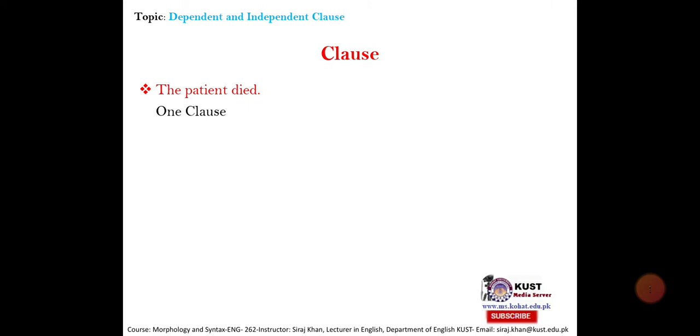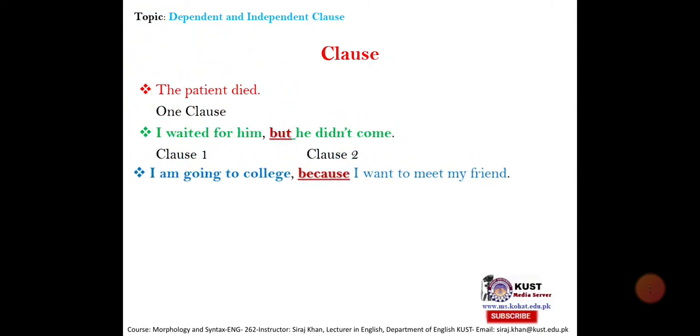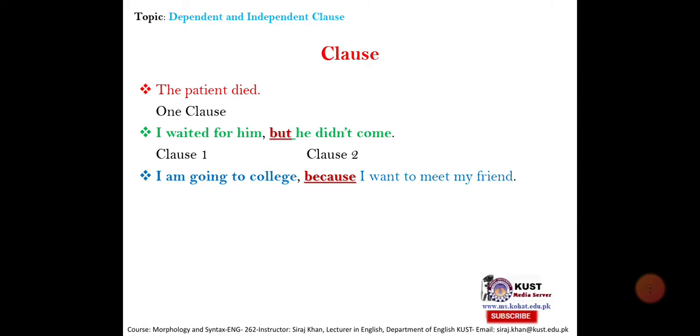Clauses. The patient died. One clause. I waited for him, but he didn't come. So, I waited for him is one clause, which is connected by a coordinating conjunction, but he didn't come is the second clause. I'm going to college because I want to meet my friend. Here, I'm going to college is one clause, which is connected by a subordinating conjunction to because I want to meet my friend. Here we have got that dependent marker because. So one independent clause, I'm going to college, and because I want to meet my friend is the dependent clause.